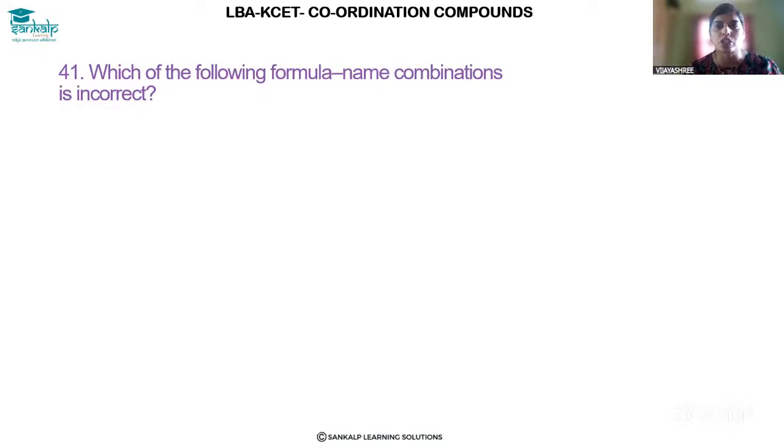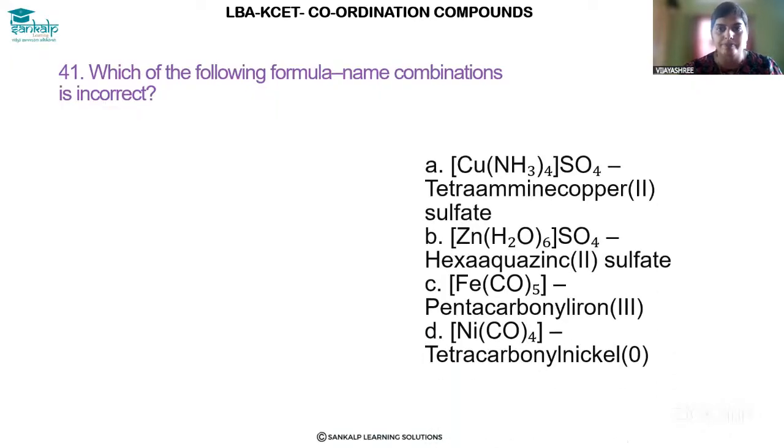Let us look at question number 41. Which of the following formula name combinations is correct? Here 4 options are given. We have to identify the correct option here. First, option A, Cu(NH3)4 SO4. Its name is given as tetraamminecopper(II) sulfate. Okay, let us check option A.